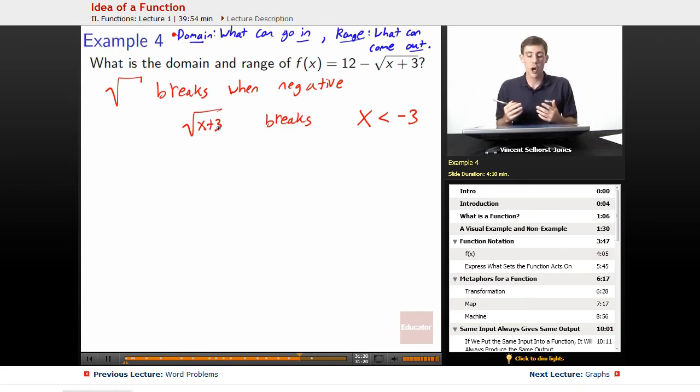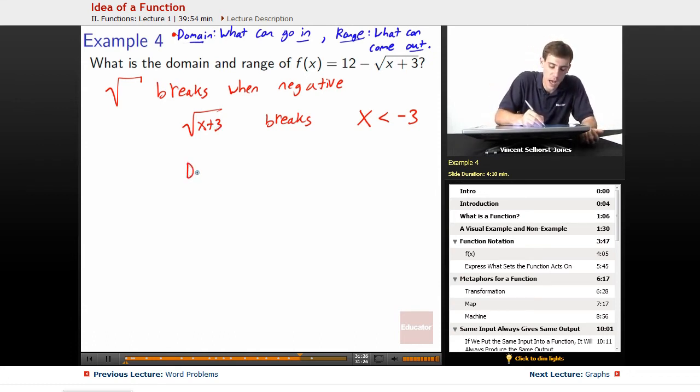It's 0. So the domain works for negative 3 and higher, right? Everything higher than that is still reasonable. So our domain is going to include negative 3, and it's going to go anything higher than that.